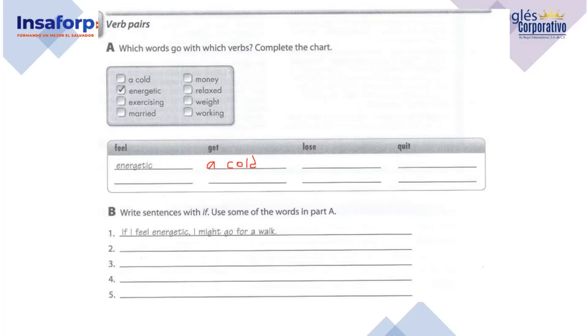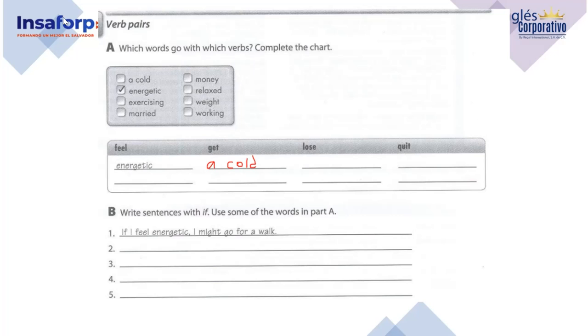Somebody else. Karen, thank you, Karen. If I get more weight, the clothes will not fit me. Clothes, very good. That is correct. Just the pronunciation of clothes, but the rest is good. The clothes will not fit me. Exactly.